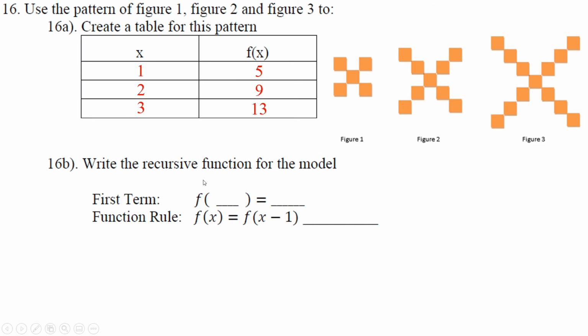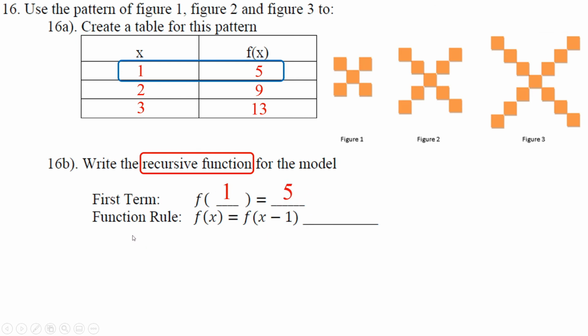Now, write the recursive function for the model, and they've set you up right here. All we need to do is fill in these blanks. The first term in function notation, like we say every time, is just that first point when x equals 1, f of 1 is 5 in function notation. So what did we say? F of my x value, f of 1, is my f of x value, which is a 5. And there's my initial condition in function notation.